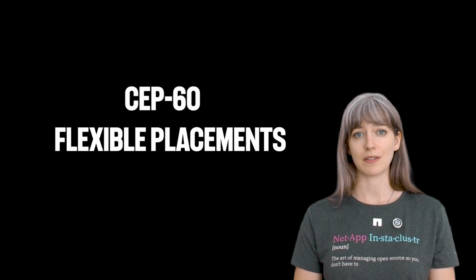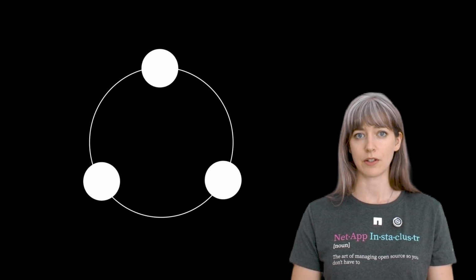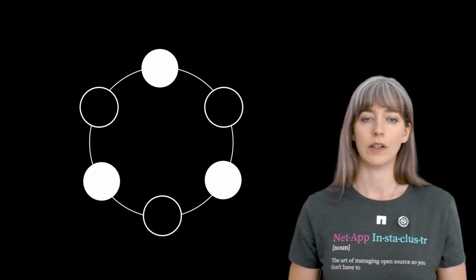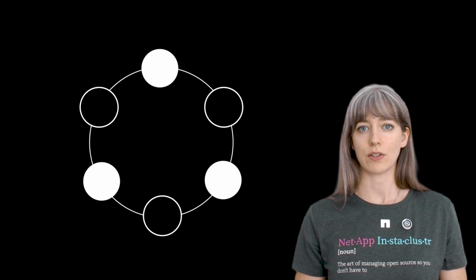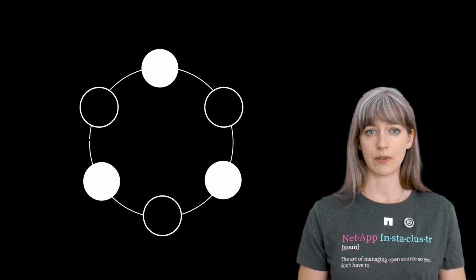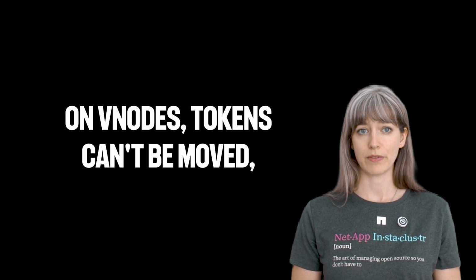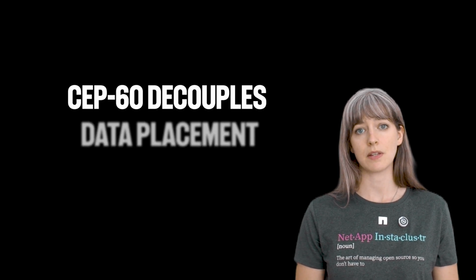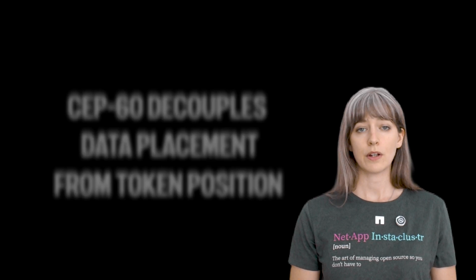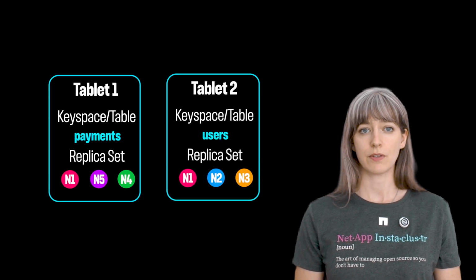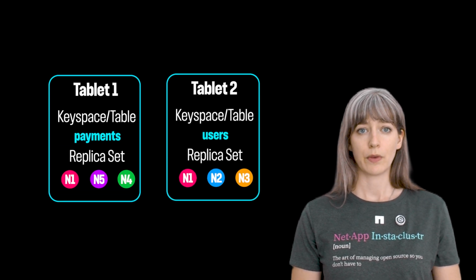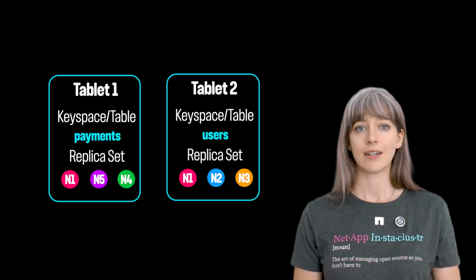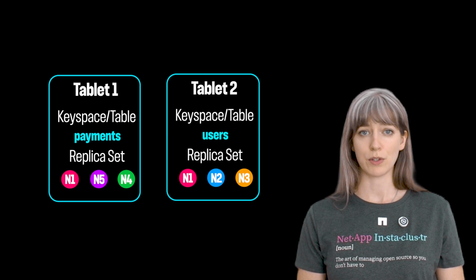CEP 60, flexible placements. A node's token positions on the ring determine which data it owns. Growing a cluster cheaply tends to require doubling it. While a node joins, its range is temporarily served by an extra replica, which adds load. On vNodes, tokens can't be moved, so fixing an unbalanced ring falls entirely on the operator. CEP 60 decouples data placement from token position. The unit of ownership becomes the tablet, which is arranged for a specific keyspace and table pair, with replicas assigned directly. Built on CEP 21's transactional cluster metadata, it lets bootstrap and streaming run in smaller, resumable steps.